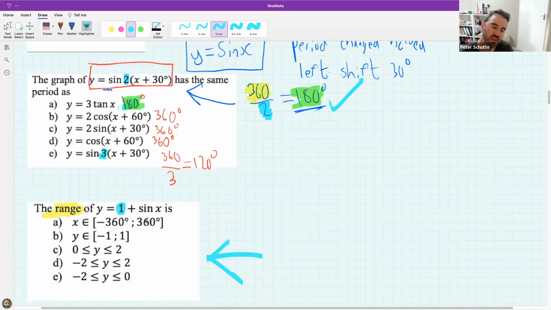Okay, now what do we think the 1 does? I think the 1 doesn't actually increase the amplitude there. That 1 is the same as writing sine x plus 1. So that's exactly the same thing. It's just written in a bit of a wonky way. So what do we think that plus 1 does?